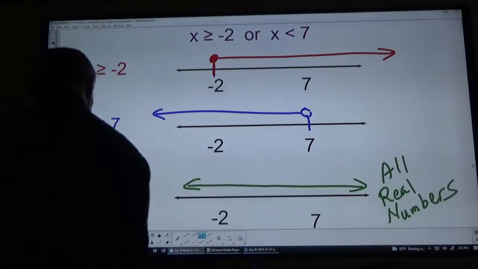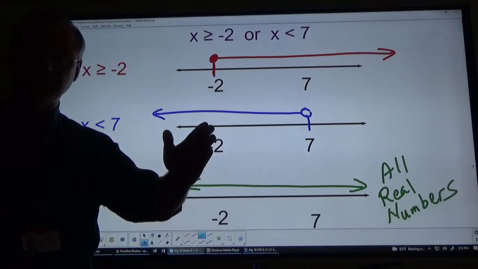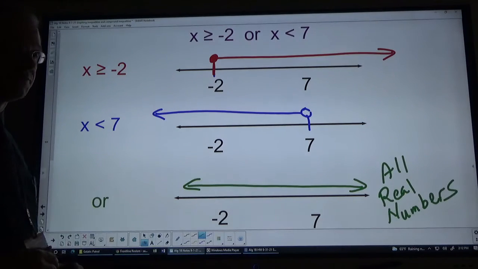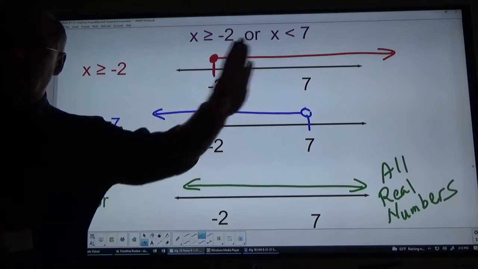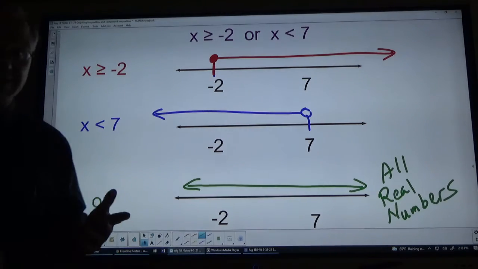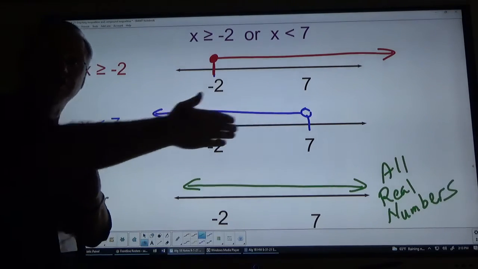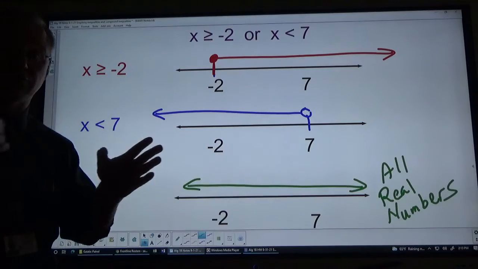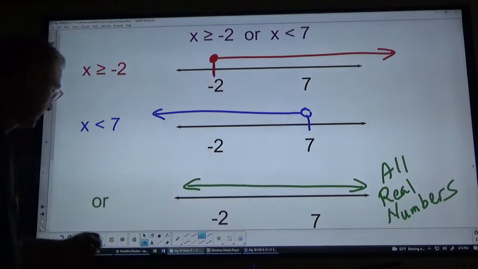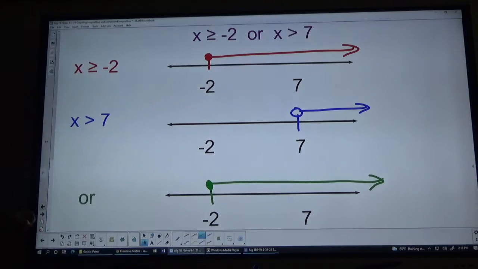So the three types of graphs for an OR are: starting in two spots, going opposite directions but overlapping, that gives you all real numbers. Starting in two spots going in opposite directions, that graph is just what I stated. And then if they're both going in the same direction, it's just one direction from the furthest back or forward, whichever, from the longest line, let's say it that way. So like this was the longer line than that one, so it's going to be that line. Okay.